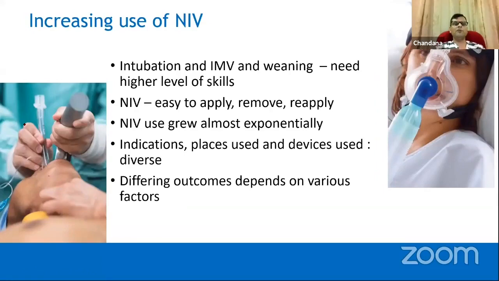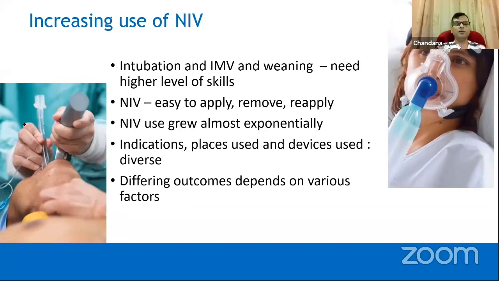Now, nowadays, because of this pandemic, intubation and invasive mechanical ventilation demand a higher level of skill. Not everyone can intubate a patient, especially a dyspneic patient, and obese patients. You need a lot of skill. So nowadays it's not that widely available, because you have a limited number of skilled people to do that. So people started using NIV because it's easy to apply, it has a very short learning curve, and you can always remove and reapply if you go wrong.